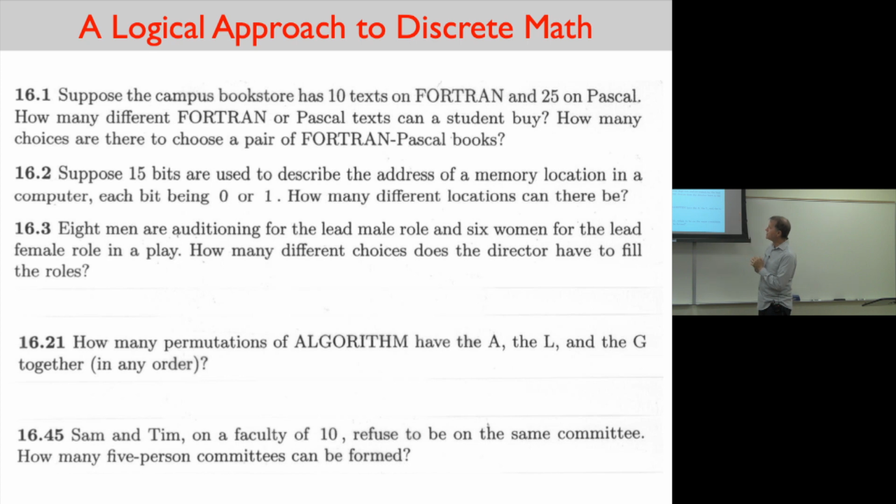Suppose the campus bookstore has 10 texts on Fortran and 25 books on Pascal. You can tell that this book is old because Fortran and Pascal are both very old programming languages. Have you heard of either one of those?